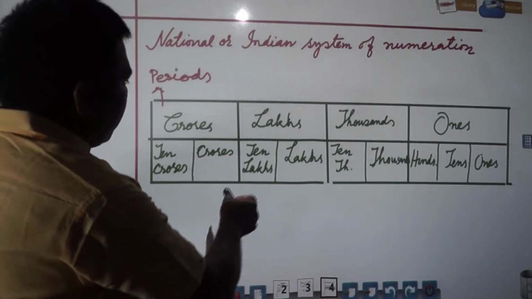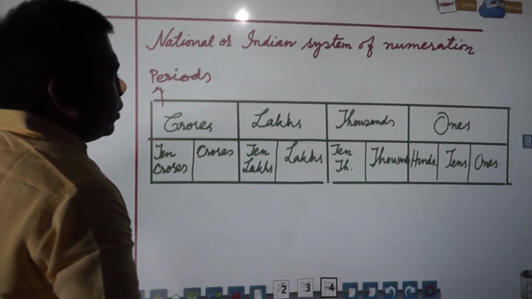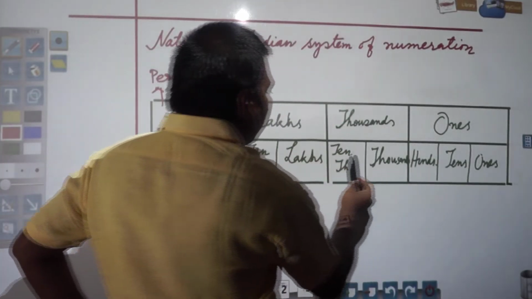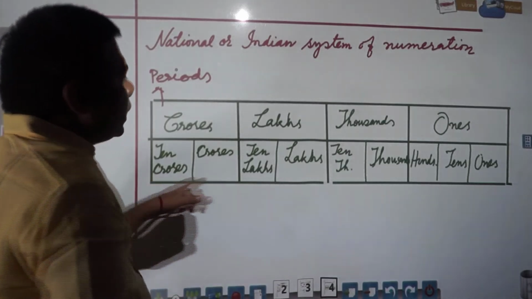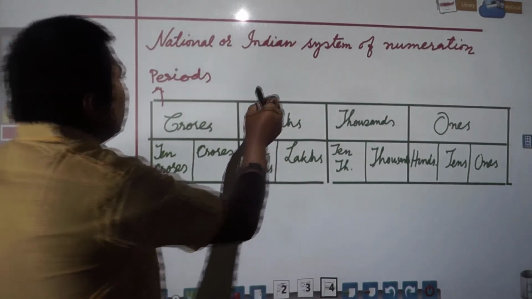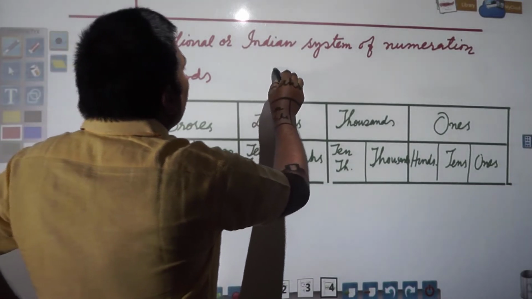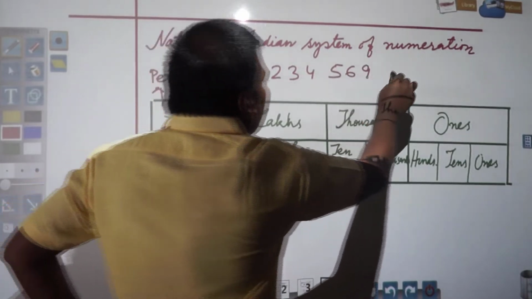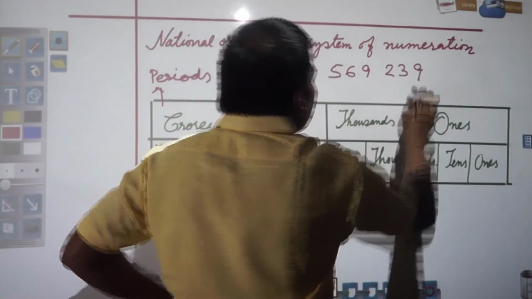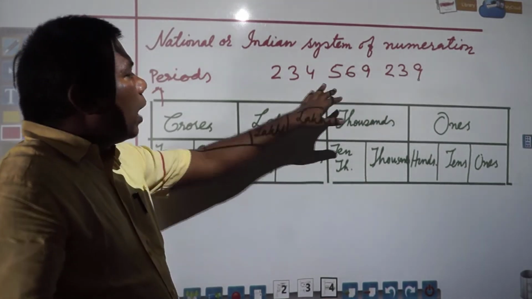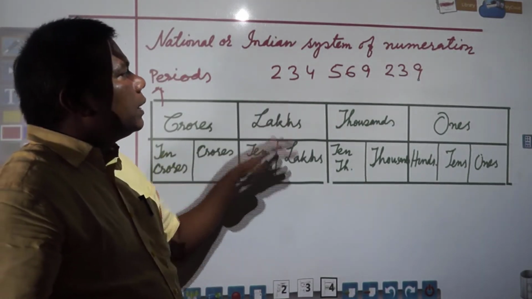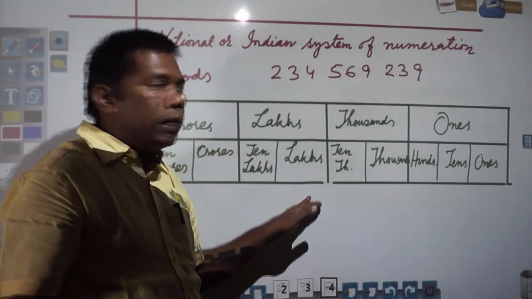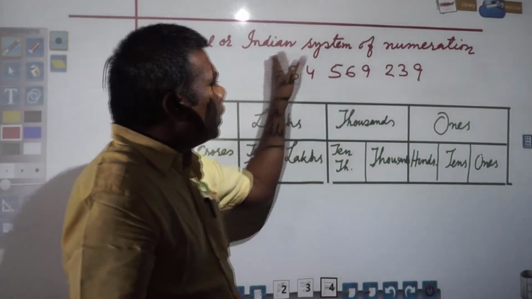So here you see, if any number you take, suppose from this side you count 1, 2, 3, 4, 5, 6, 7, 8, 9. This is a 9 digit number you can form. So any example you take, suppose 2, 3, 4, 5, 6, 9, 2, 3, 9. Suppose this number you have taken. Now you need to write it in Indian system of numeration. So how this number can be written and how this number should be read. So just you write in place of these digits.